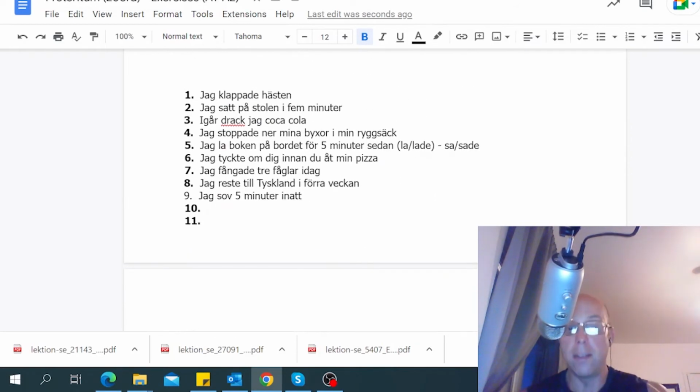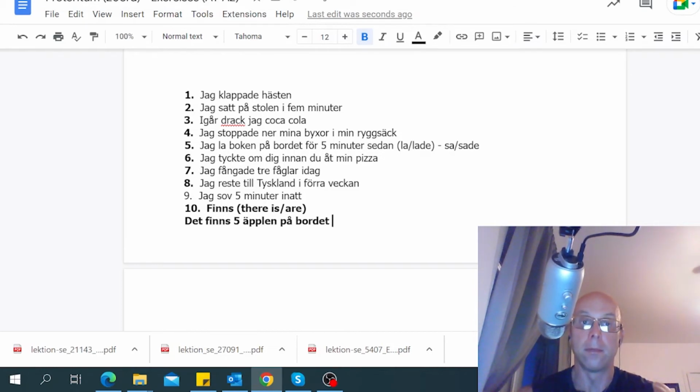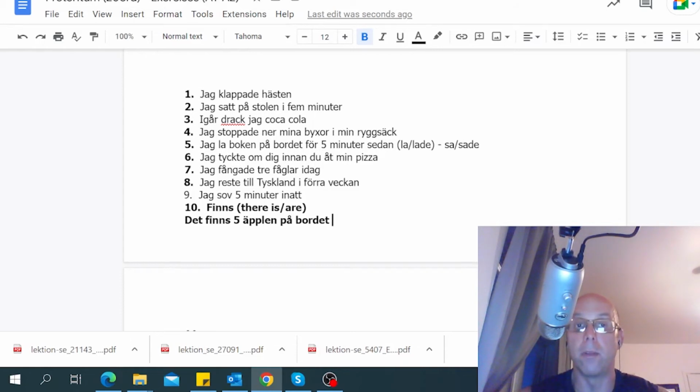Finns. So finns is the verb that we use in English, or the corresponding word in English is, there are, right? In English, they make the distinction depending if it's plural or not. We don't. We only say it in the present, and then we make another distinction for the past. So the phrase would be in Swedish: Det finns 5 äpplen. There are 5 apples on the table.